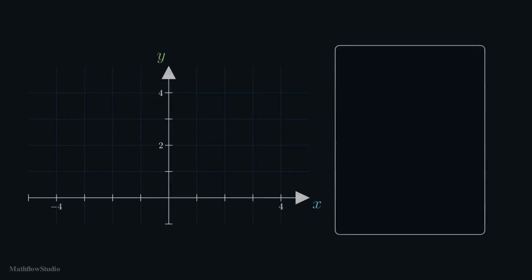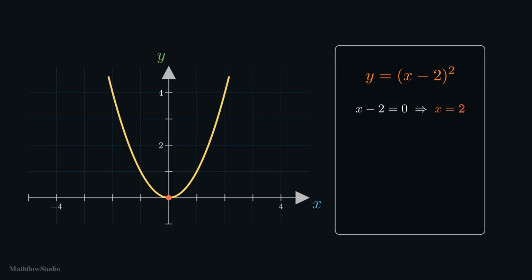Let us start with a function, and watch what happens when we slide it sideways. Here's the parabola y equals x squared, with its vertex at the origin. Now replace x with the quantity x minus 2. The vertex sits where the inside is 0, and x minus 2 is 0 at x equals 2. So the whole graph slides to the right by 2 units, carrying its vertex to x equals 2. Subtracting a number inside the function moves its graph to the right.